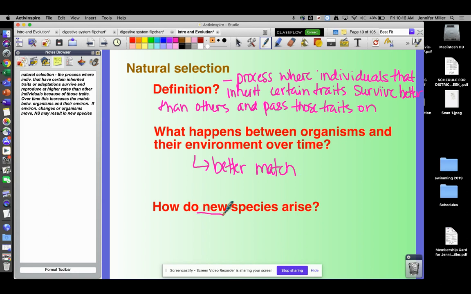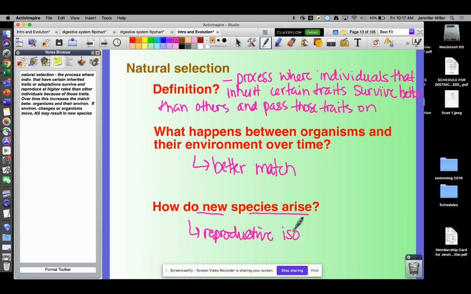So new species then arise. One of the issues that we see with this is that I get that beaks could change from bigger to smaller because of small variations and they get passed on, but it doesn't show me that I get a new species. All right, so how do new species arise? By the process of natural selection. We're going to see that, and it has to do with reproductive isolation.